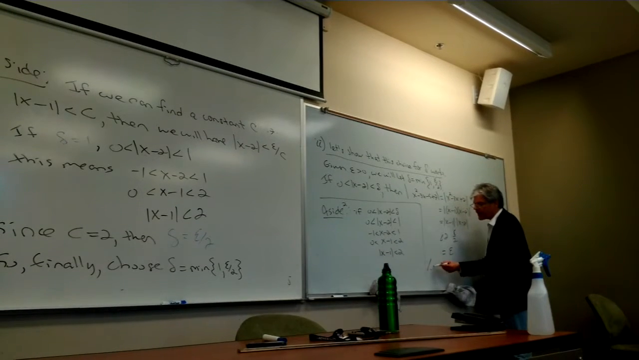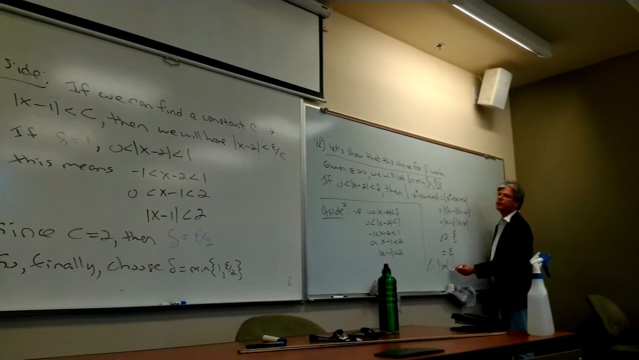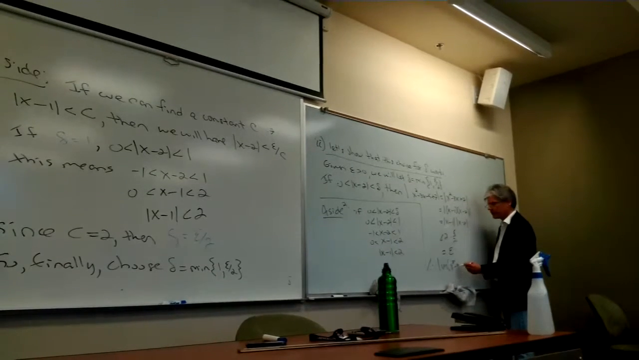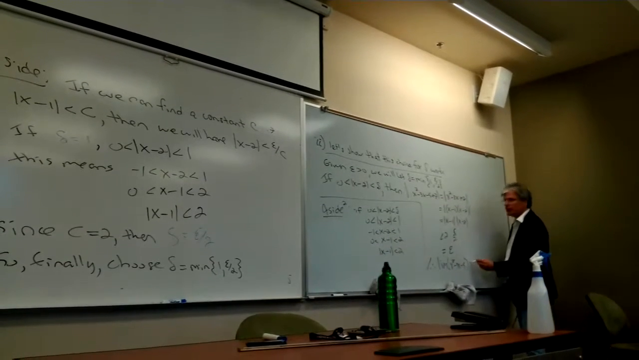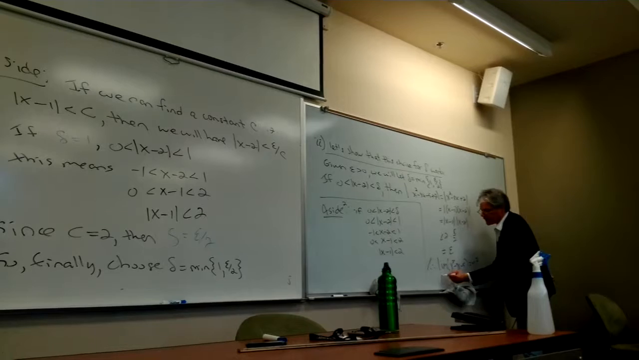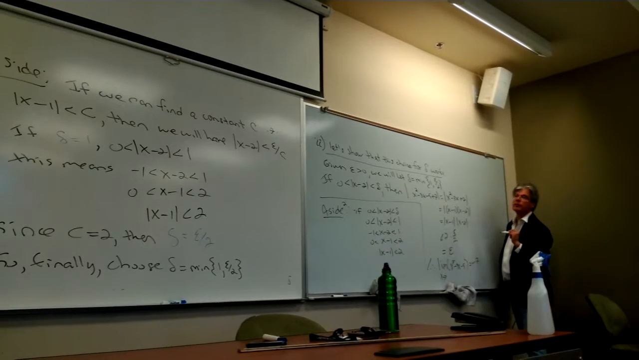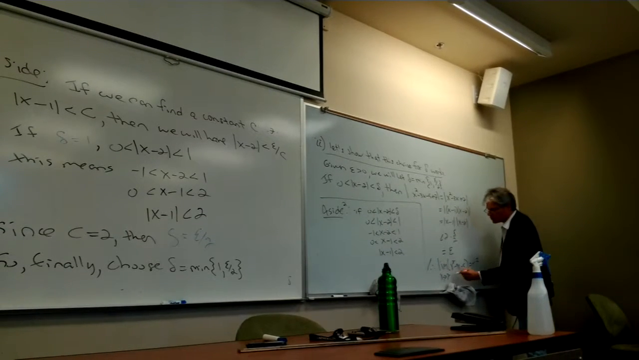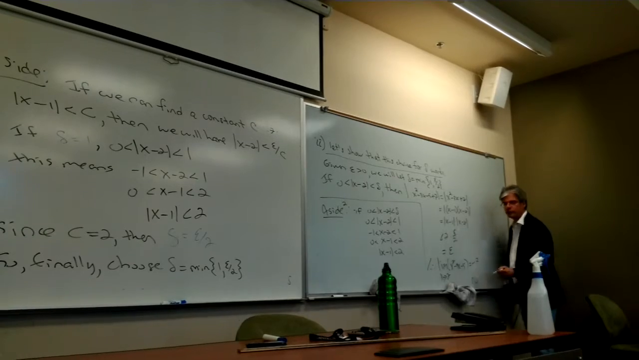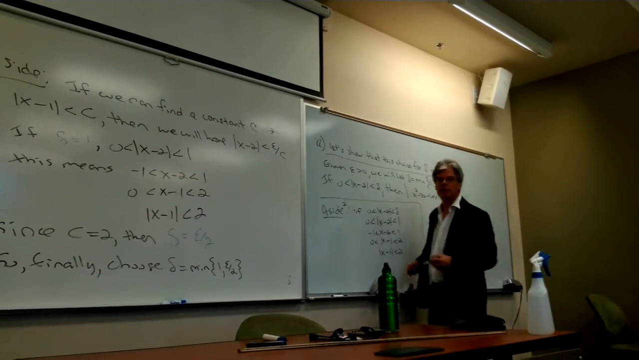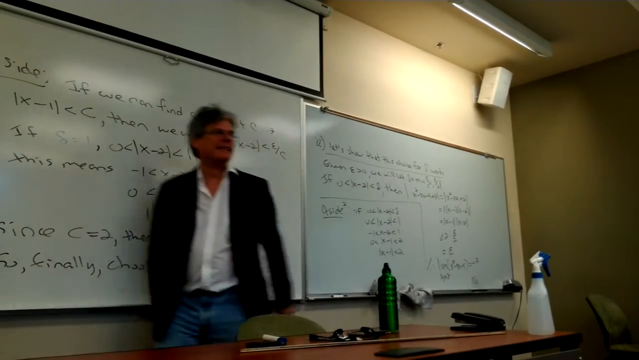Therefore, I think I have proven that the limit of my quadratic expression, this one right here, is indeed equal to -7, as x goes to 2. And I've proven what I wanted to show. What do you think? That's great.